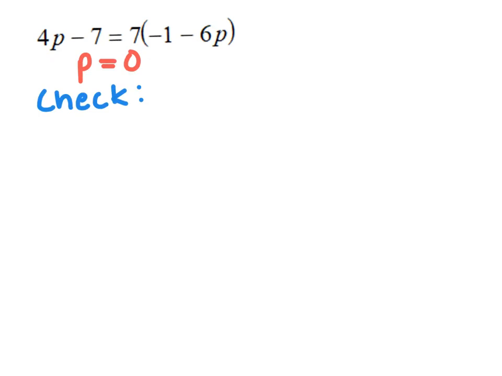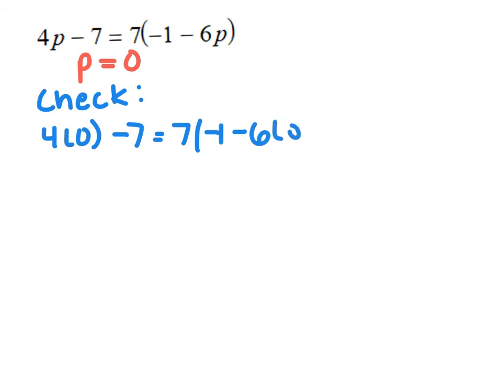On the last slide, we solved that p is equal to 0, so now we need to check our answer. So I'm going to substitute 0 in for p. So it would be 4 times 0 minus 7 equals 7 times negative 1 minus 6 times 0. Now if I simplify, 4 times 0 gives me 0 minus 7. On the other side, I have 7, and then it's negative 1 minus 0.